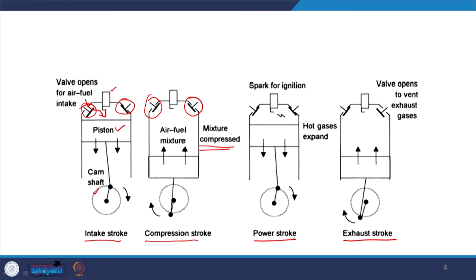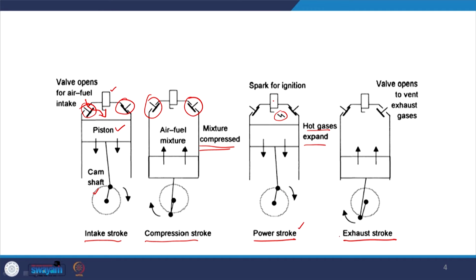Next is the power stroke. Now, in the power stroke, what happens? There is an ignition which is given by the spark plug. So, the spark plug gives the ignition here. This is the spark plug, and again in this position both the valves are closed, and after ignition there is burning of the air fuel mixture here, and those burnt gases expand. The hot gases expand, and because of that we have a motion of the piston, and our camshaft then rotates. So this is how we get the power stroke.